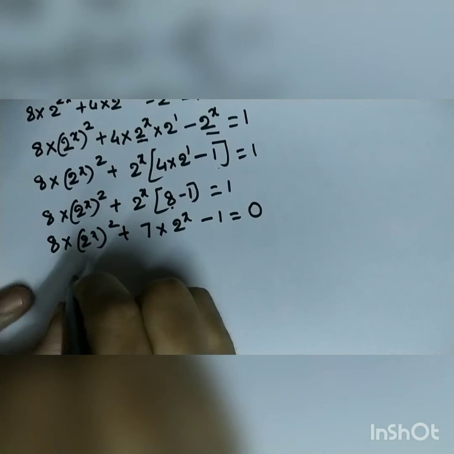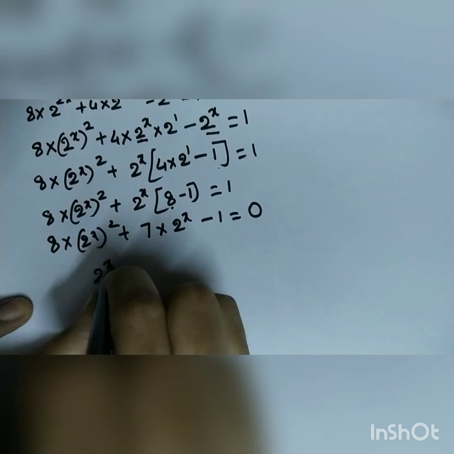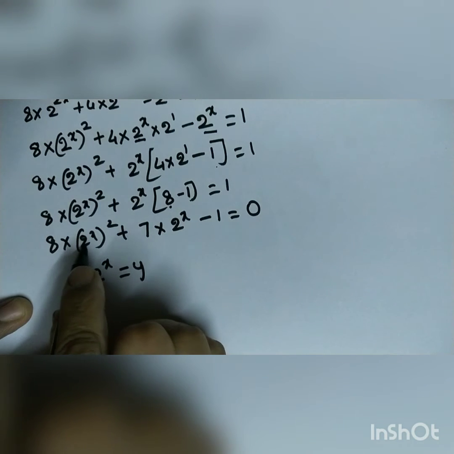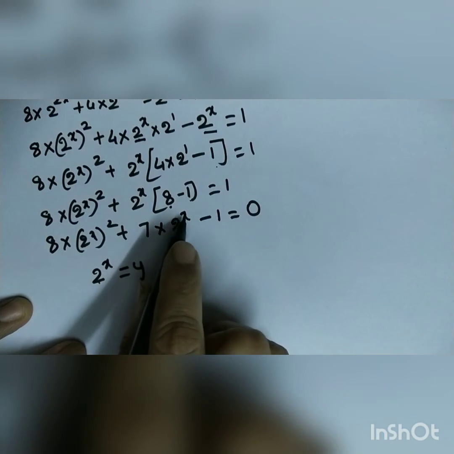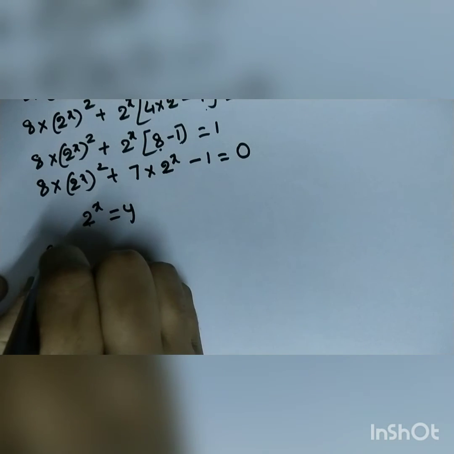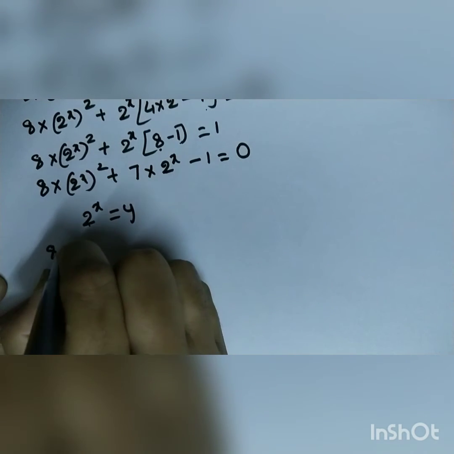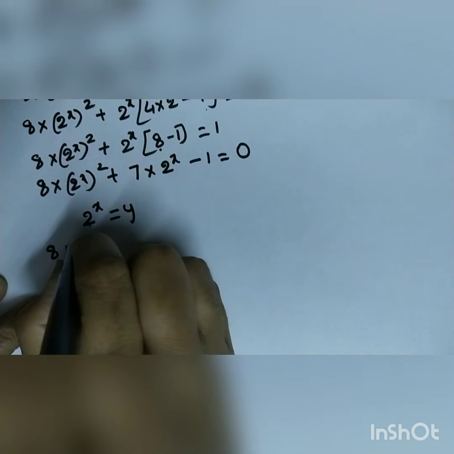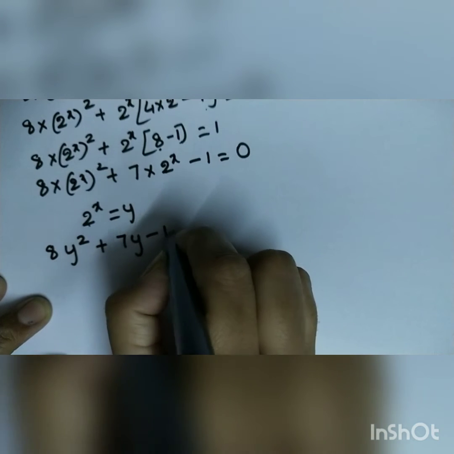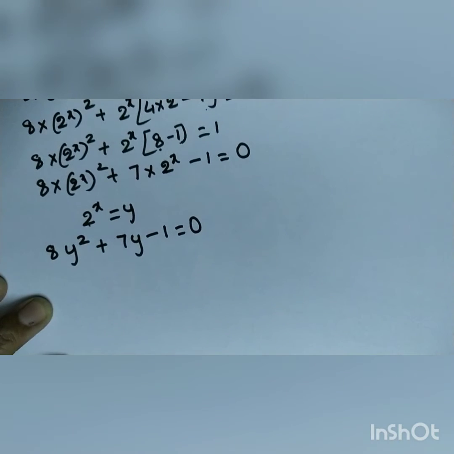Now we have to assume 2 raised to the power x as y, and wherever there is 2 raised to the power x here and here, I'm going to replace it with y. The next step will be to replace the 2 raised to the power x. I will write it as simply 8y square plus 7y minus 1 is equal to 0. Friends, now this is very interesting. Can you see this? This is the standard form of a quadratic equation.